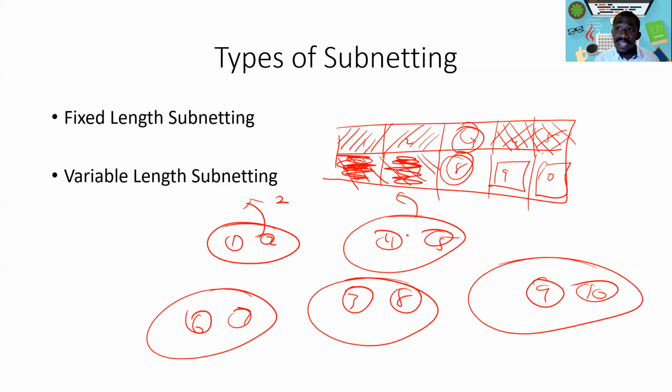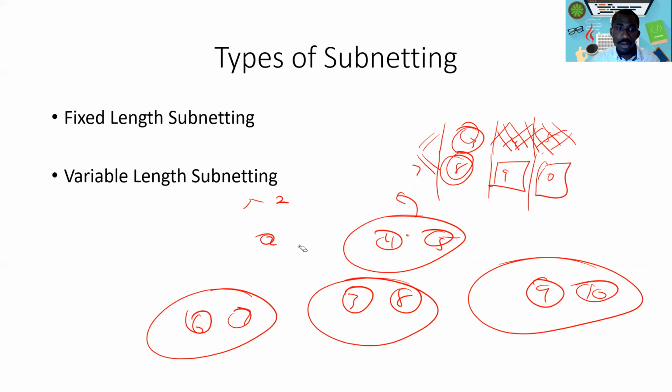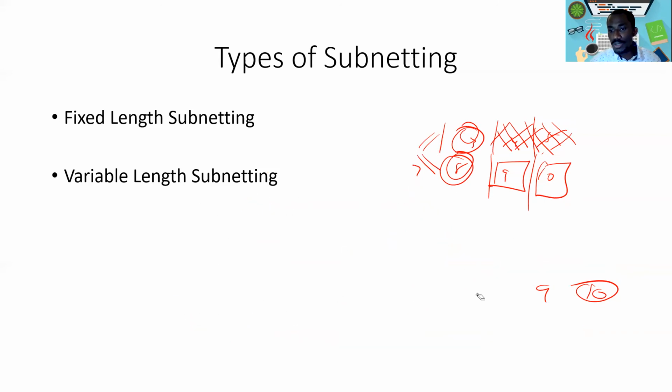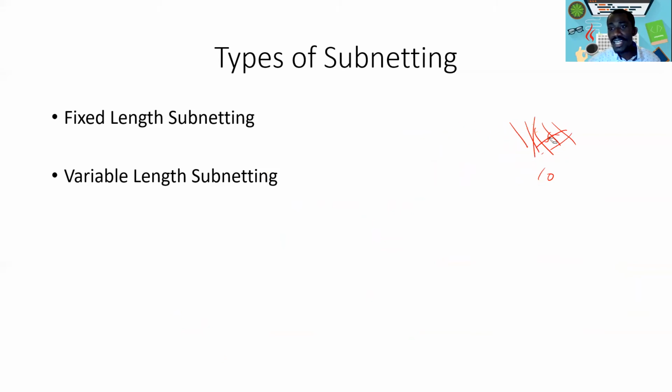So basically, when we talk about fixed length subnet mask, we're talking about a situation where we have the same number of IP addresses in the network. And when we talk about variable length subnet mask, this is where the numbers of machines and IP addresses vary with the networks.